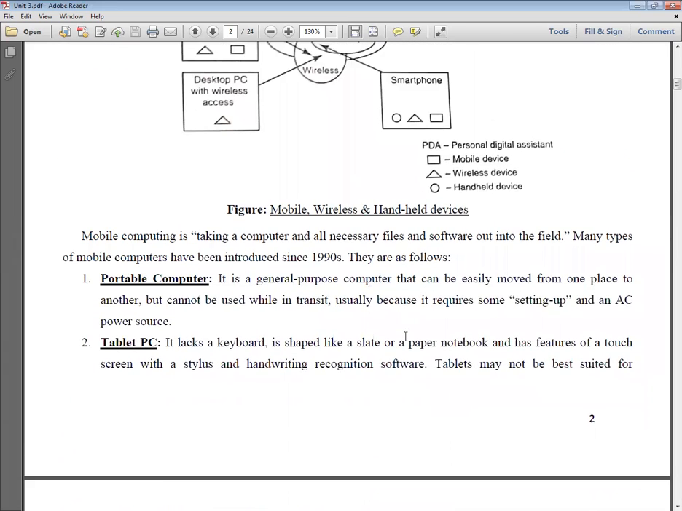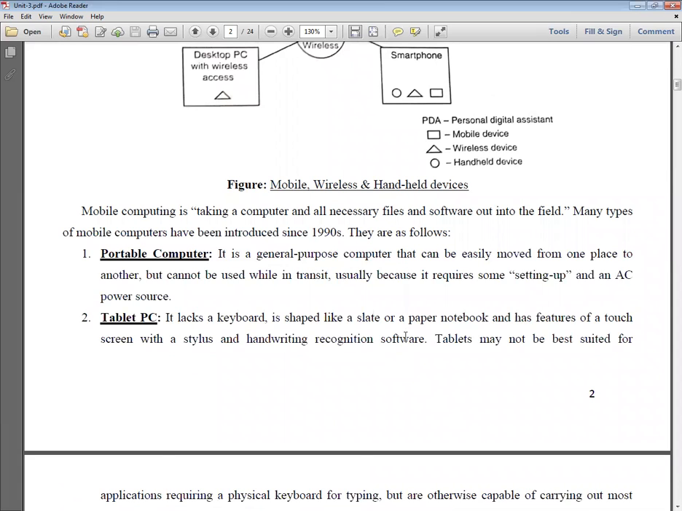Now we are going to see there are many types of mobile computers introduced since the 1990s. So there are different types of mobile computers. See, for example, since 1990, those can be categorized into 8 types. So we all know the first type is the portable computer. The second one is tablet PC. Third one, internet tablet. Fourth one, PDA, where PDA is nothing but a personal digital assistant.